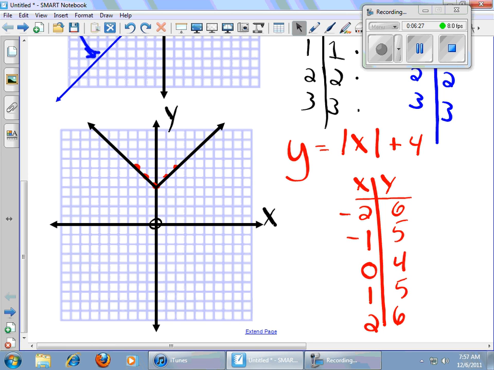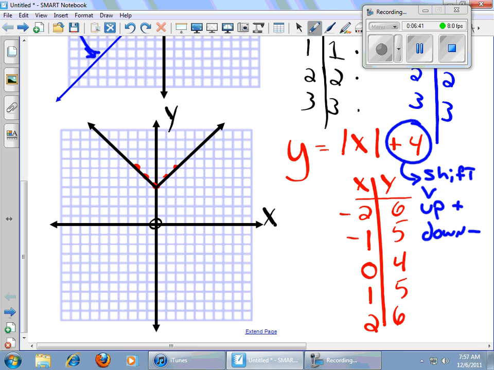Now, it won't always be the y-intercept, but what is important to know is that a number added or subtracted will shift the V up if it's positive, down if it's negative. If the equation had been y equals the absolute value of x minus 10, then the V would have shifted all the way down here. It would have stayed the same shape. Okay, that's pretty easy, isn't it?